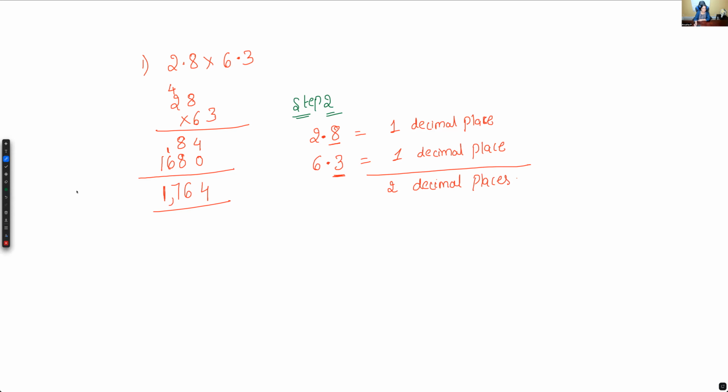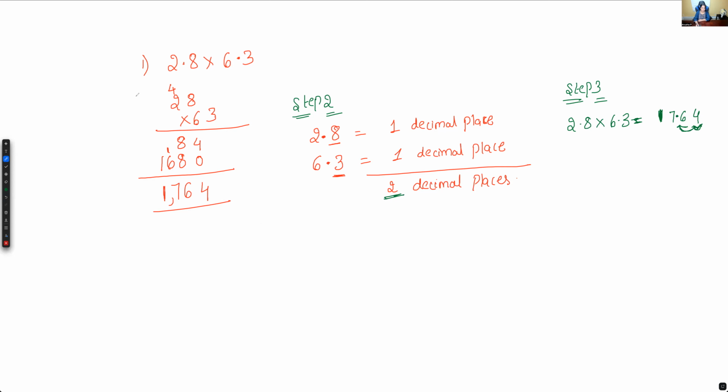Now, step 3 is to keep the decimal places. So how do we keep the decimal places? 2.8 times 6.3, we got 1764, right? Because we have two decimal places, we are jumping two places to the left and keeping the decimal point.